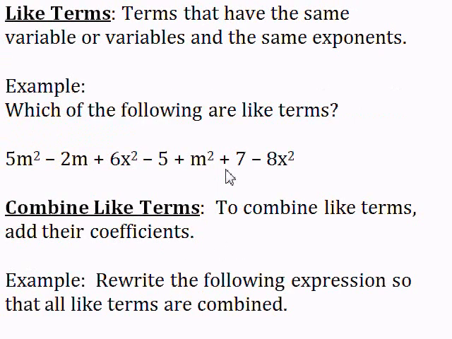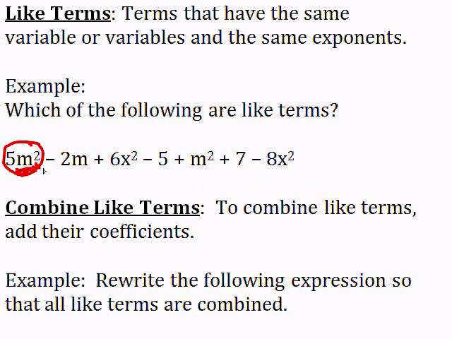Our next two terms are like terms and combining like terms. Like terms are terms that have the same variable or variables and the same exponents. For example, which of the following are like terms? Please go ahead and pause the video and see if you can identify, based on the definition, which of these inside of this variable expression are like terms. I'm going to circle the like terms in the same color, starting with 5m squared. 5m squared has an m, that's our variable, and it is to the second power. It has an exponent of 2.